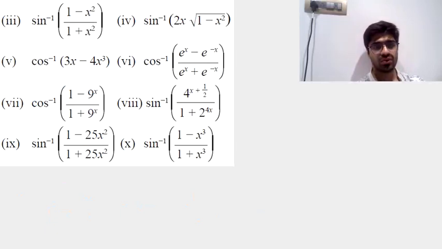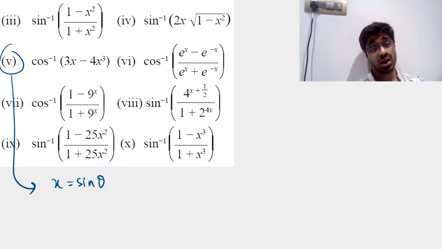Continue with the next one. So we take x as sine theta. Be careful over there, okay? It's the formula only, but you need to be very careful about what formula it is. It's sine 3 theta or cos 3 theta. It's 3x at the beginning, and that is why I'm taking it as sine theta. 3 sine theta minus 4 sine cube theta, that's going to be sine 3 theta.